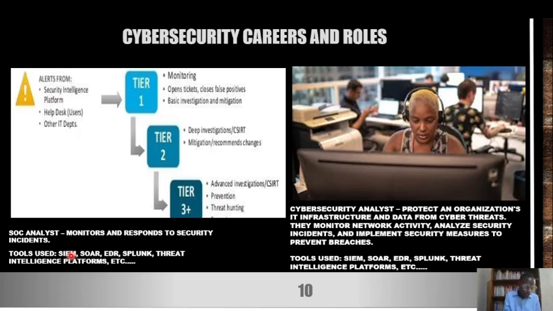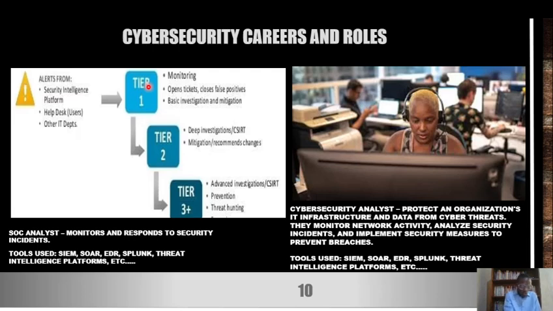And they use various tools. Among the tools, they use Splunk and Wireshark for network analysis, and also CrowdStrike for endpoint detection. They also use EDR, SIEM, and other threat intelligence platforms. Entry-level SOC analysts are usually referred to as tier one analysts. Basically, they do the initial investigation. When they monitor, they open tickets, close false positives, and begin the initial investigation and mitigation.